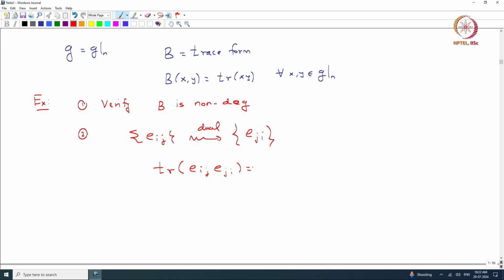We have to change the notations. This is not what we meant. So, we take Eij. Because the indexing set is n cross n, here we are talking about the basis of GLn. So, this is the basis.